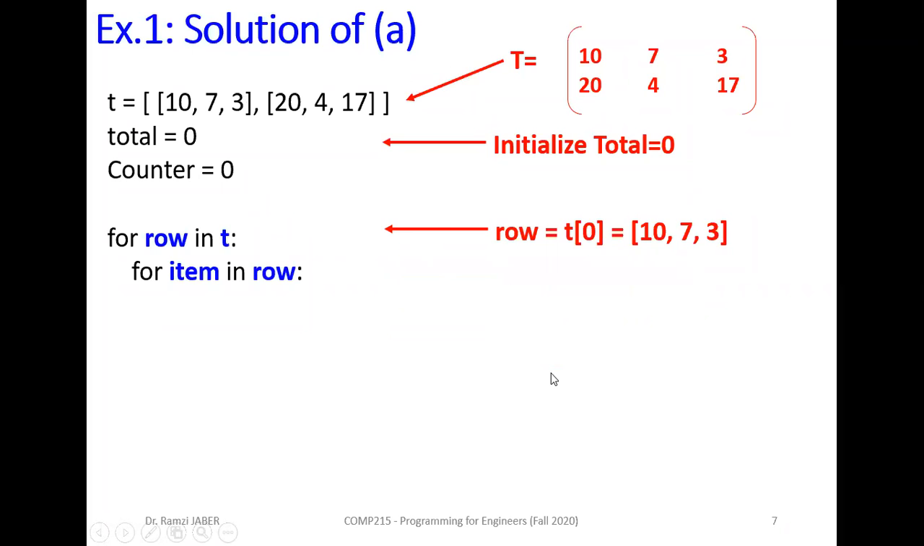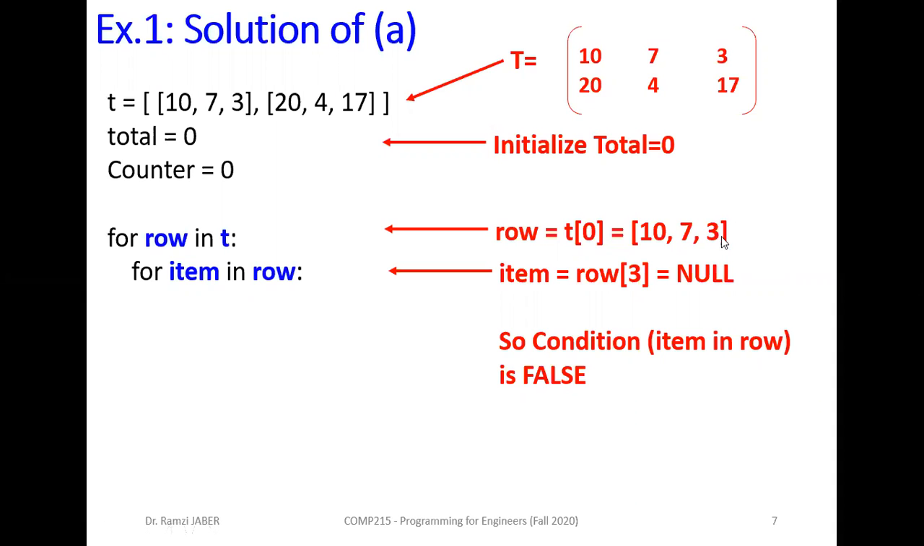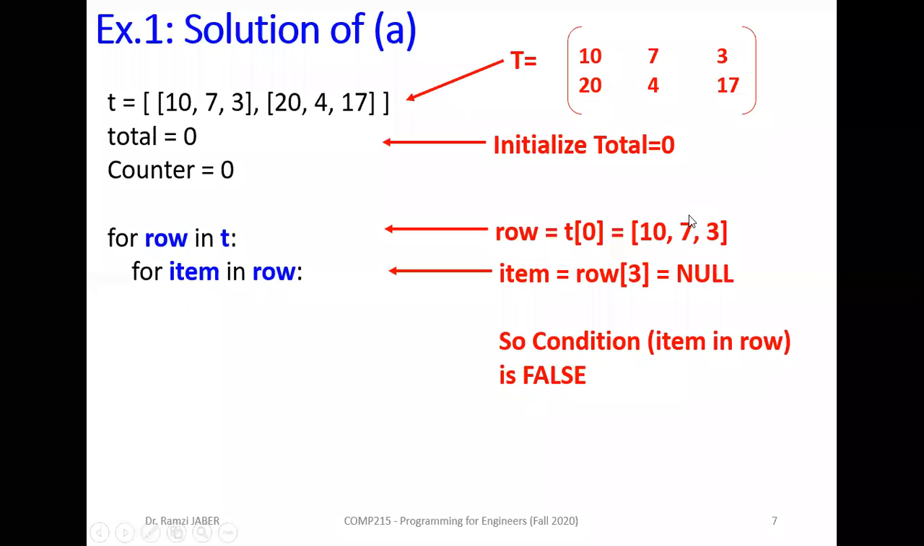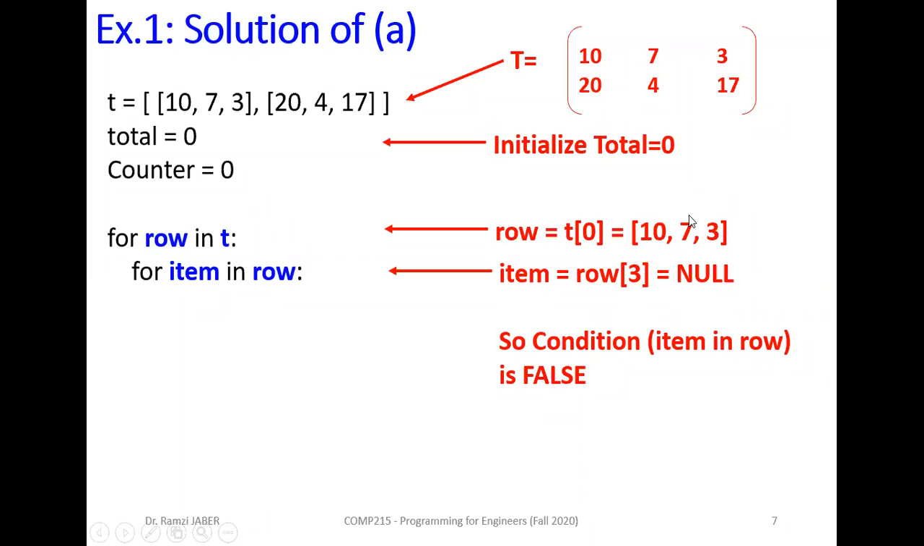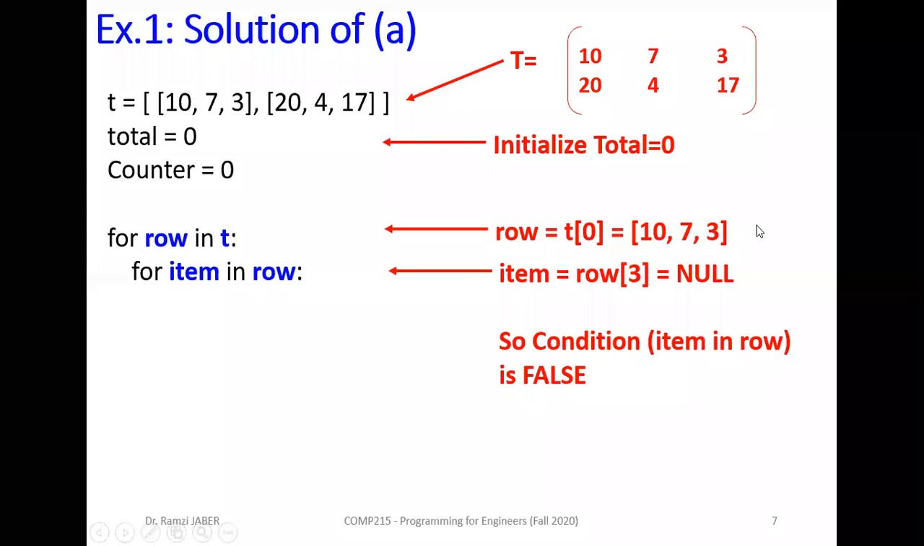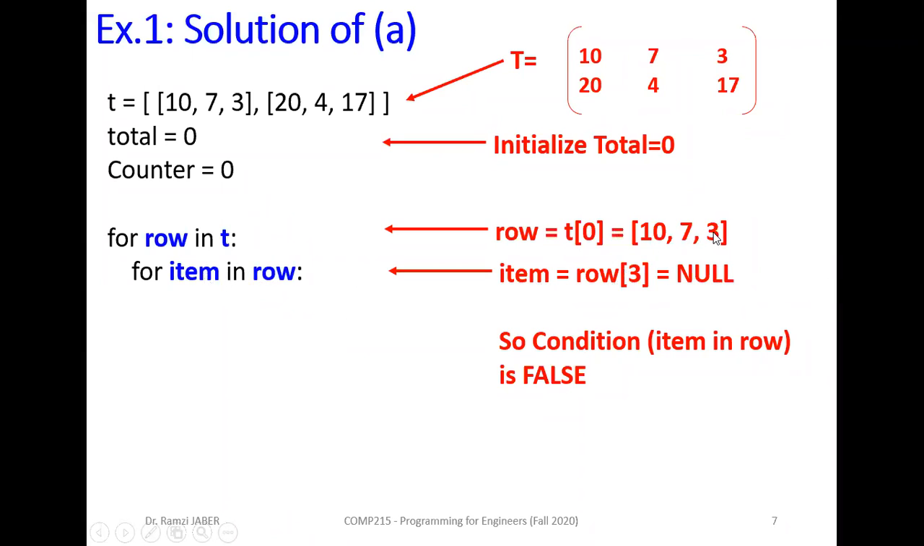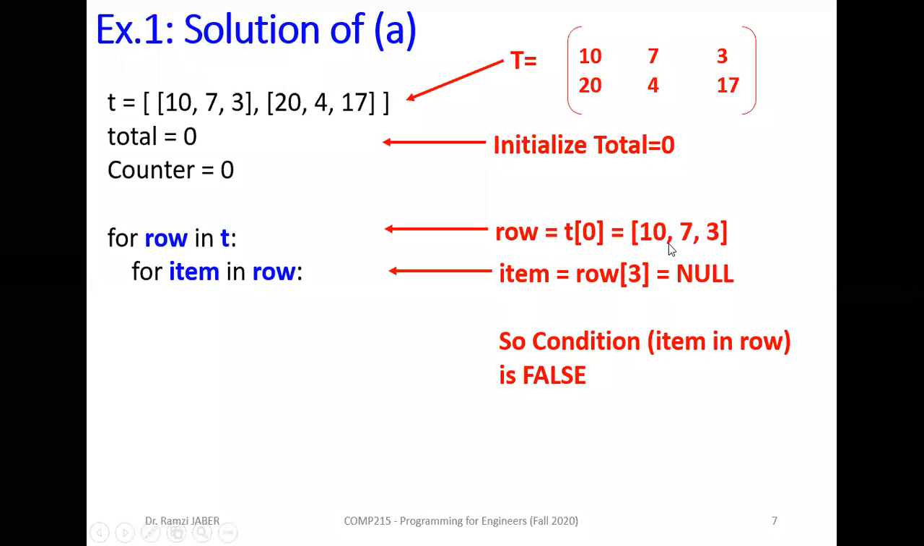Now, plus 1, so item equals row 3, which is an index error, out of range, or equal to null. So row 3 does not exist. We have only row 0, row 1, row 2. Row 3 is out of range, or an index error, or null. So now the condition item in row is false. The items in row are 10, 7, 3. Now item equals null. It does not exist in the list 10, 7, 3.